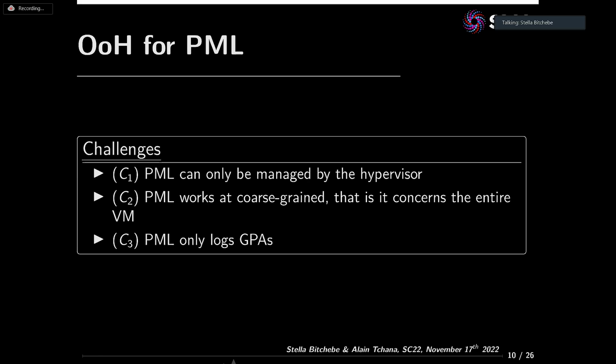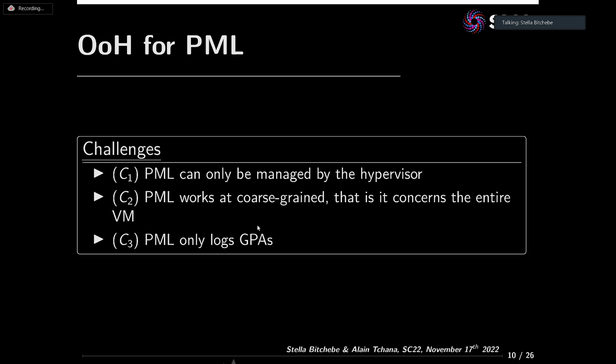And the third challenge is that PML logs guest physical addresses. But since we want to use it in the guest user space, the tracker will need to have guest virtual addresses because it can manipulate only virtual addresses. Only the kernel can manipulate physical addresses.